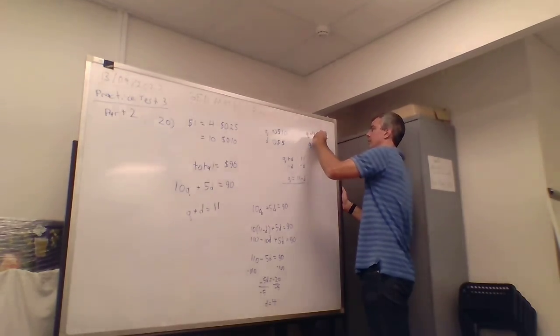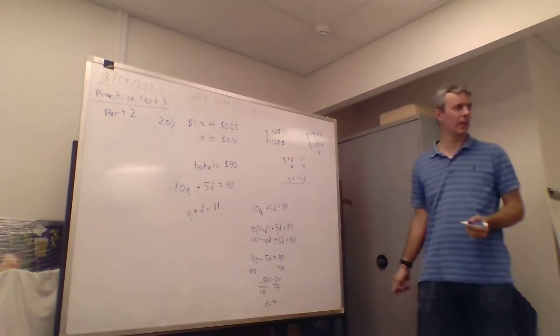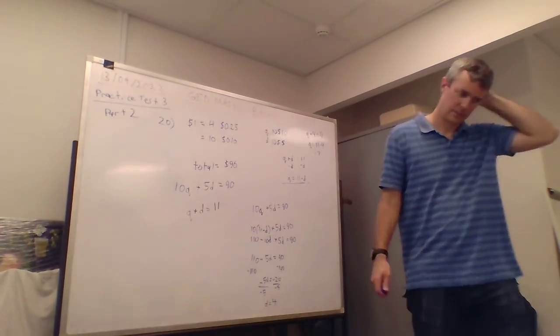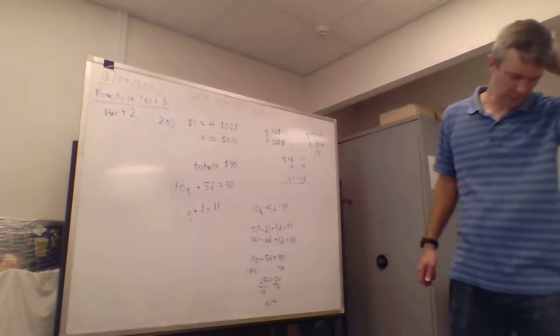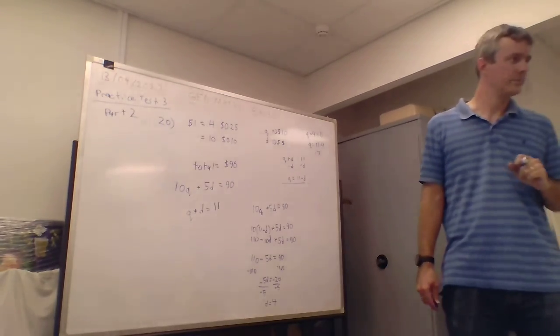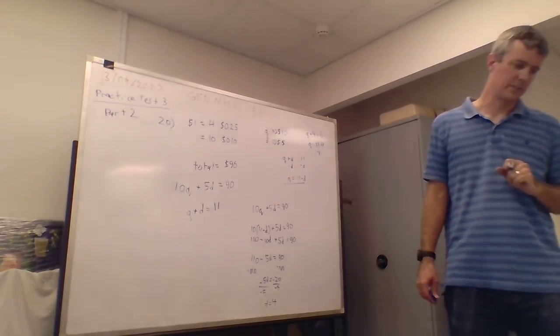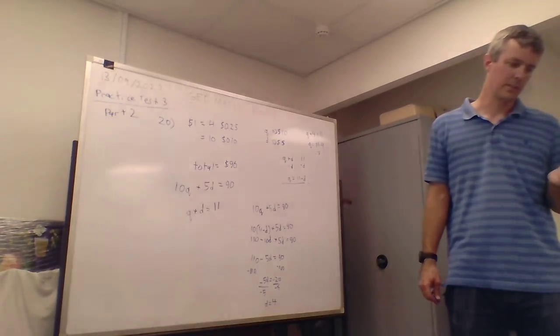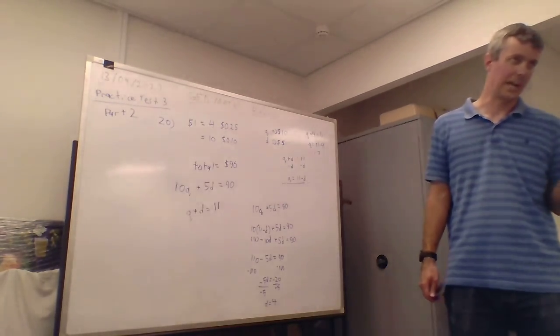q equals 11 minus 4 equals 7. Okay? It's B, right? 7 quarters and 4 dimes. It's B. And we can check it. 7 times 10 is 70. 4 times 5 is 20. It adds up to 90.